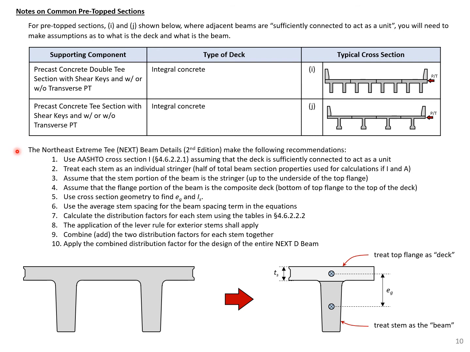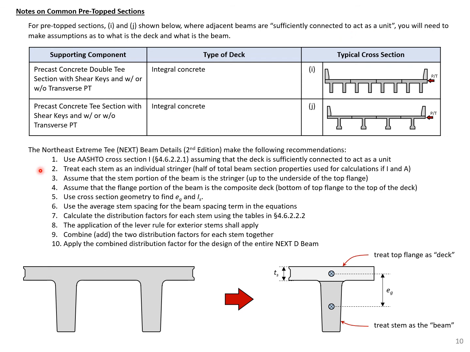So the Northeast Extreme Tee, or NEXT beam, is a popular double tee section used for ABC applications. And the NEXT beam details, second edition, provided by PCI Northeast, makes the following recommendations. So the first is that we can use our AASHTO cross section assuming that the deck is sufficiently connected as a unit. So I and J, or I guess we're using I, assuming sufficiently connected as a unit.